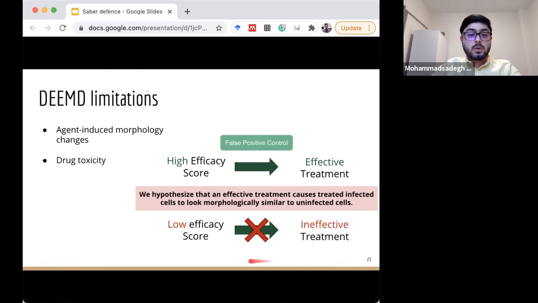Therefore, in DEEMD, a low efficacy score does not necessarily imply that the treatment is ineffective. It might be the case that the treatment has changed the cell morphology to a non-healthy state, and yet the treatment is effective. However, DEEMD would not identify this, and the model's prediction would not be conclusive in this case.